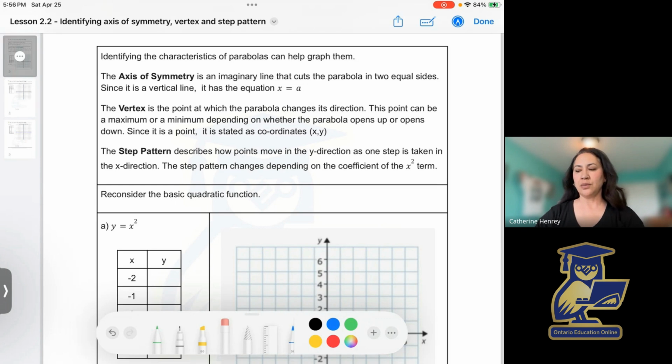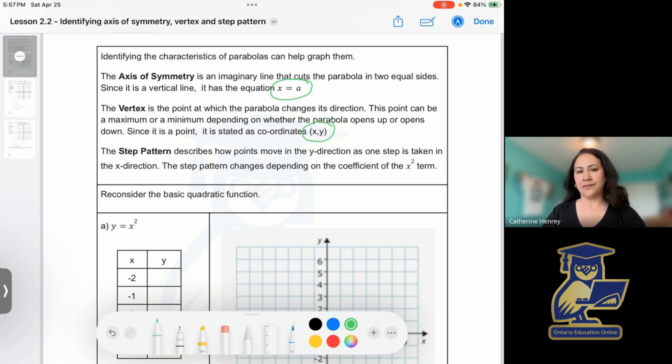So let's review a couple of things. The axis of symmetry is an imaginary line that cuts the parabola in two equal sides. Since it's a vertical line, the equation of the axis of symmetry is x equals a. The vertex of a parabola is the point at which the parabola changes direction. And since it's a point, it has to have coordinates of x and y.